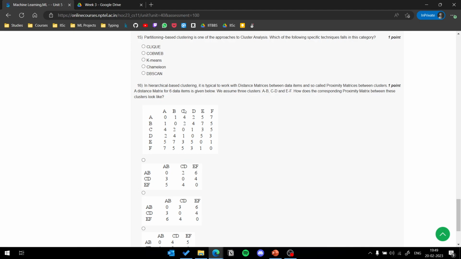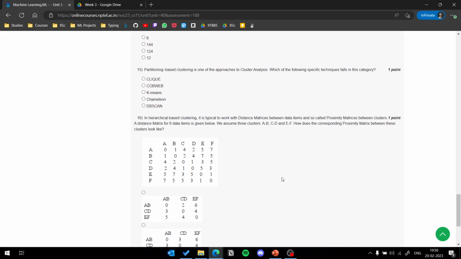CD is 4 and 2. So A and C is 4, A and D is 2, B and C is 2, B and C is 4, B and D is 4. So you add all these, divide by 4, you get your number, whatever it is.